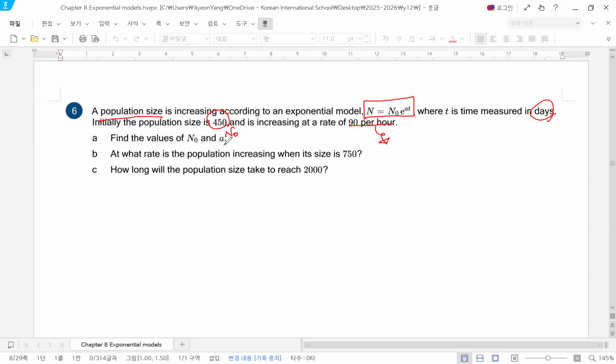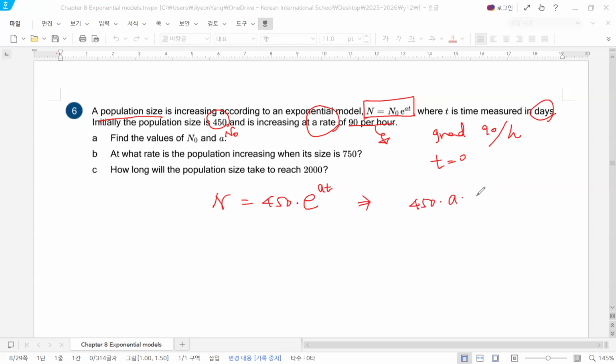We need to calculate A. So N equals 450 times e to the power of At. And then the rate means gradient. The gradient is 90 per hour when t equals 0, because it's related to the initial value. So the gradient of this one is 450 times A times e to the power of At. When t equals 0, this exponential value is going to be 1. So the gradient is 450 times A.